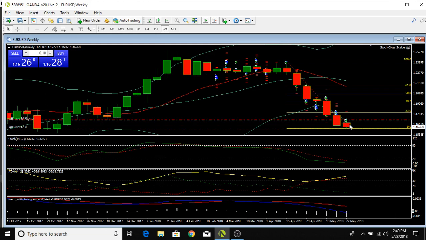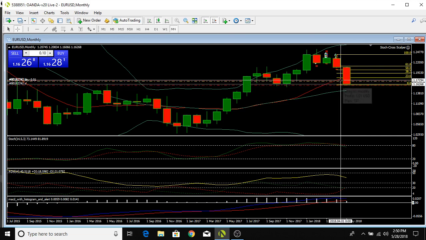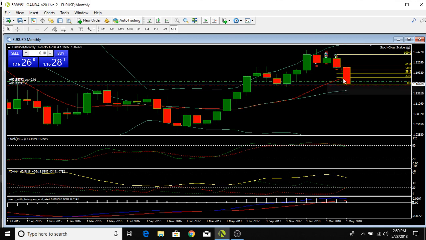So for the week, I'm thinking we may get as low as 1.160 something. If we get below that, we're down to maybe 1.155 in that range. Let's look at it here in the monthly time frame. First of all, you can see we're below the monthly average. This is the monthly average line. We're below that, so I think that short term it's going to want to come back up.